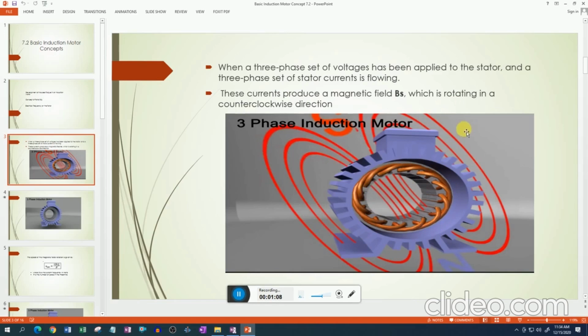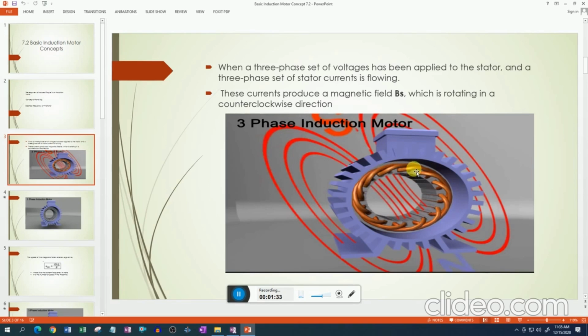When we apply a three-phase set of voltage, a three-phase set of current flows, this is A, this is B, this is C, for example, through this winding. Because of these currents there is a magnetic field, and this magnetic field is rotating in a counterclockwise direction. Why the magnetic field is rotating, we will study like that.